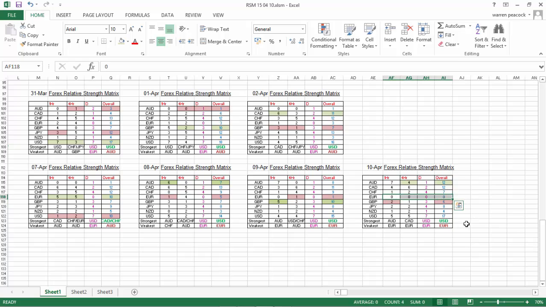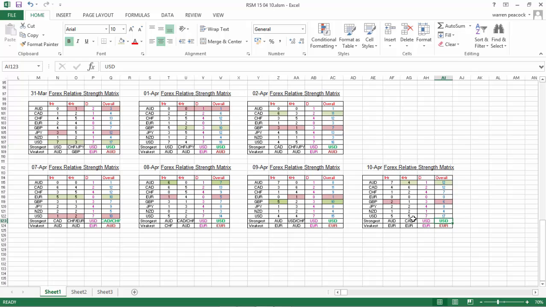Total score of 0, which gives us the US dollar as the strongest currency at the moment with a score of 17 overall. The daily is still on a strong score of 7. The euro is weakest across the board. So euro US dollar is still a longer term short.